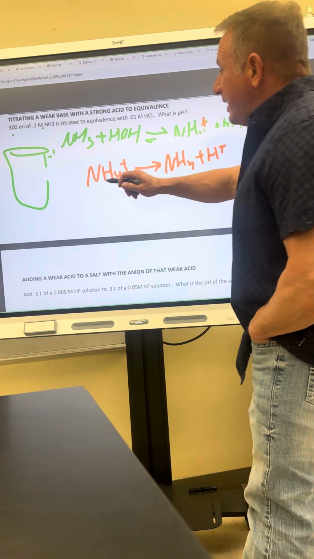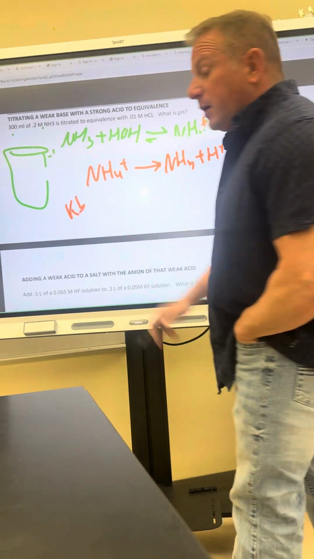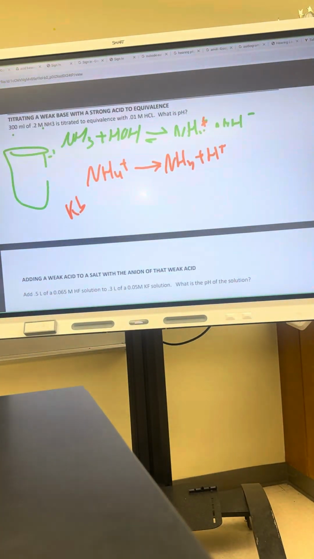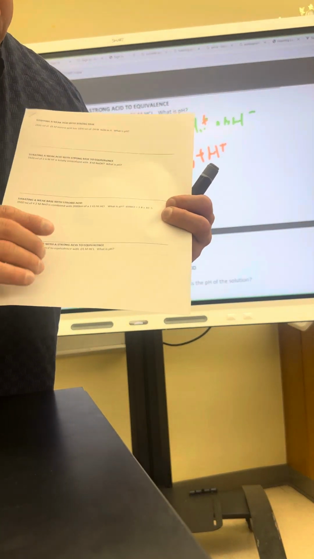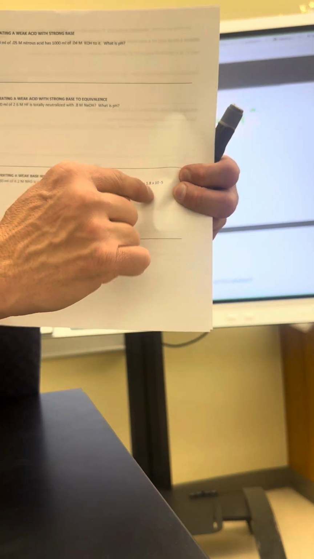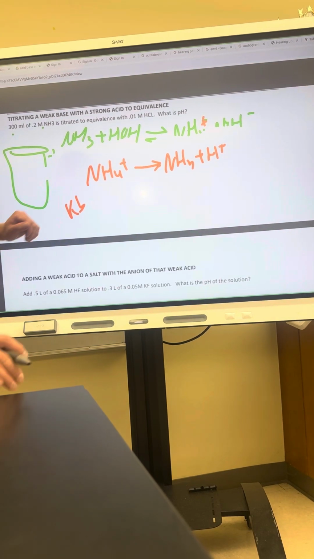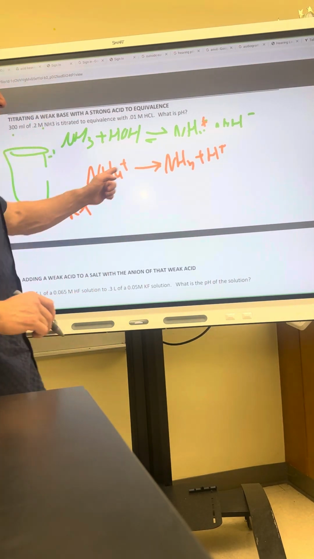I had a KB for my last problem. If you look at the problems, I gave you a KB. I don't know if it's going to come in. It's right there. There's a KB right there for NH3. So now I can take that KB, divide it into KW. I now have the Ka for ammonium.